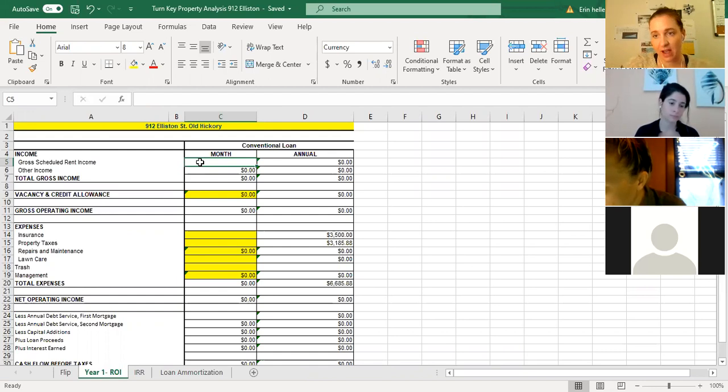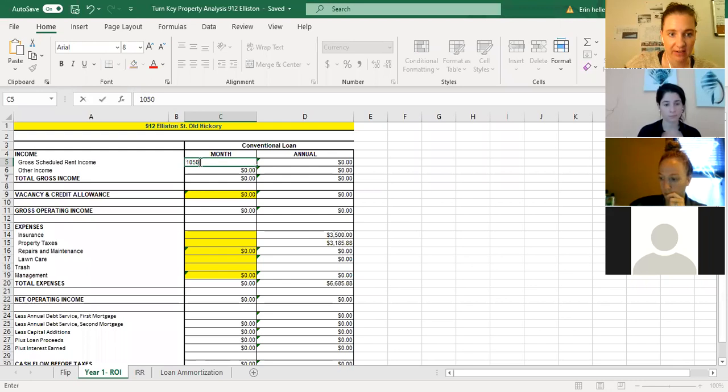The nice thing about Excel is that you can adjust these numbers really quickly and easily without having to run a whole new analysis. So if you've ever used the BiggerPockets calculators, those are awesome, but you have to do the whole simulation every time you change one number. So this is kind of nice to be able to adjust things. And then I use stuff like that to verify or validate the numbers that I get.